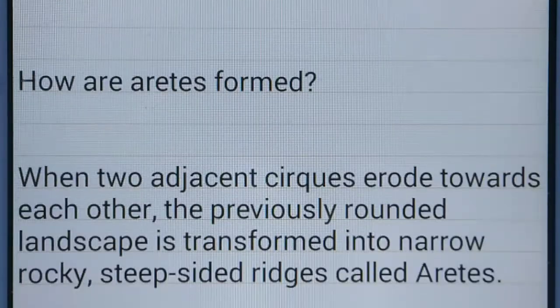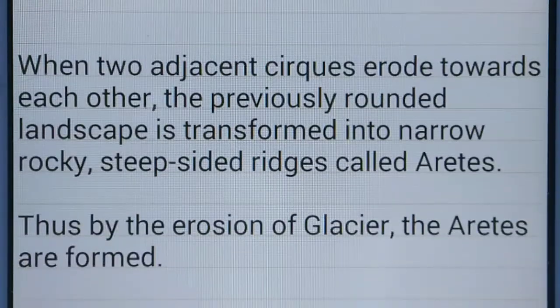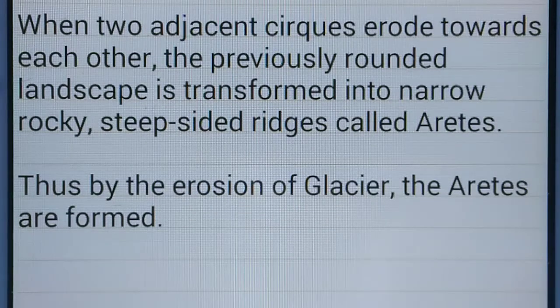How are aretes formed? When two adjacent cirques erode towards each other, the previously rounded landscape is transformed into narrow, rocky, steep-sided ridges called aretes. Thus, by the erosion of glacier, the aretes are formed.